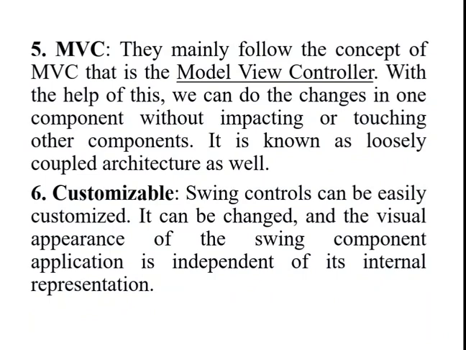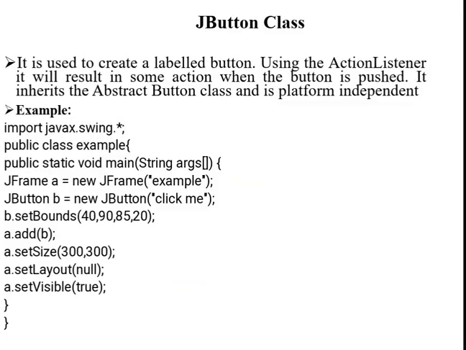Next one is JTextField class. It inherits the JTextComponent class and it is used to allow editing of single line text. Let us consider the example that shows how we can use the JTextField class. That is import javax.swing. Public class example, include public static void main string args. This is the constructor that is used to represent the JTextField class. Then JFrame a is equal to new JFrame example, that is we are creating the frame with the name of example. JTextField b is equal to new JTextField edureka, that is we are creating the text field with the name of edureka.